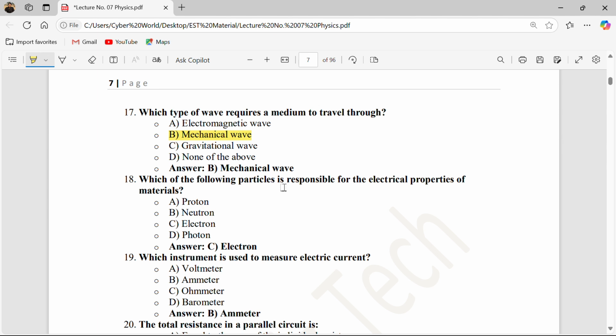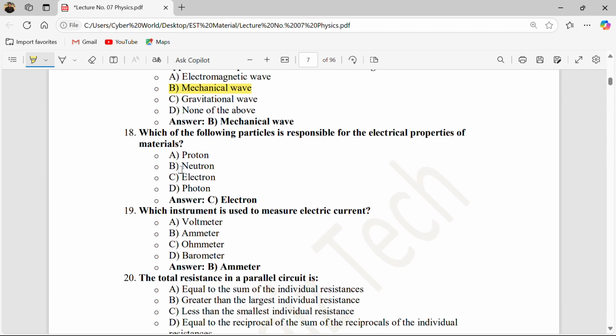Which of the following particles is responsible for the electrical properties of a material? Yes. So the electrical properties of a material are defined by their electron property. How many electrons a material has depends on their electrical properties. The more free electrons they have, the more they will conduct. So basically the electron is the correct answer.